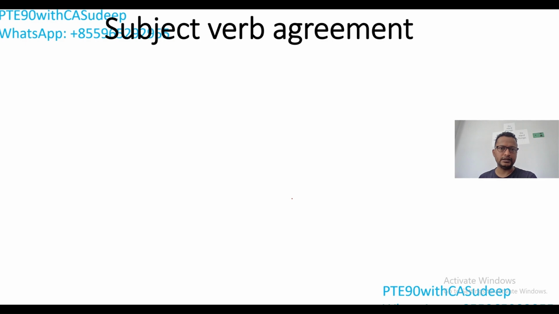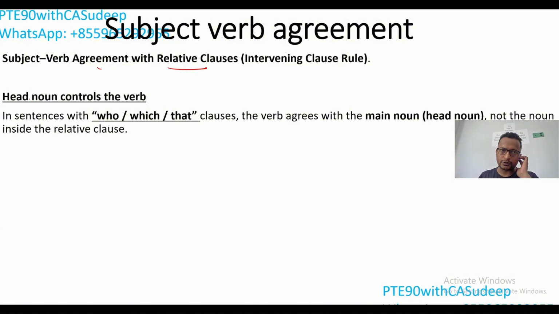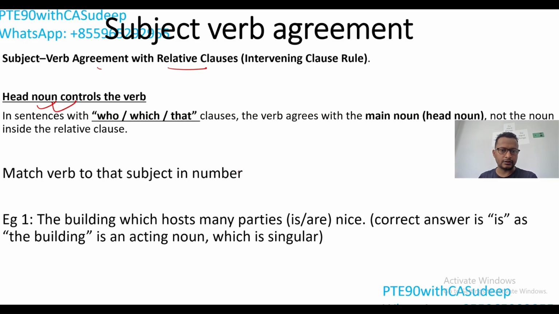Let's quickly do one more concept, right? Subject verb agreement with the relative clause. So what is a relative clause or intervening clause? It talks about the head noun, the head nouns which control the verb. For example, what is this? You need to match it, right?